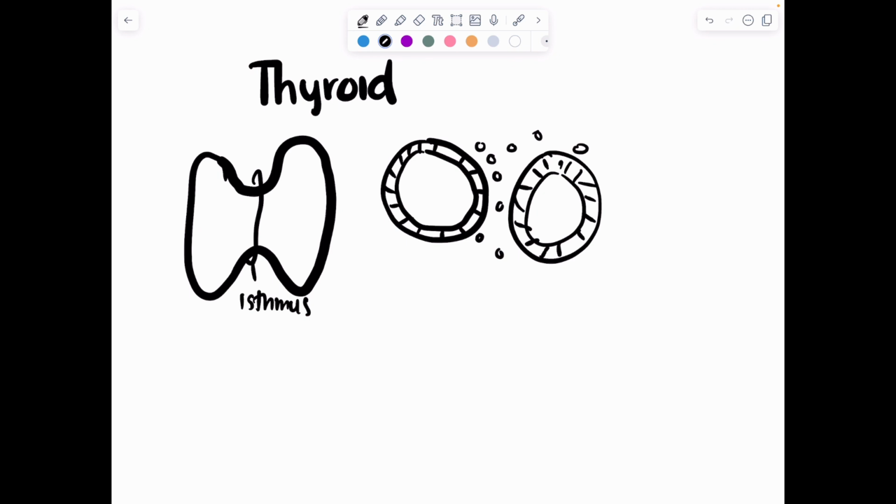So here's my follicle. The cells that surround my follicle are called follicular cells. My follicular cells are what create our thyroglobulin, which becomes our thyroxine. Thyroxine is typically called T3, T4. I'll explain in lab a little bit of the biochemistry of what T3 versus T4 means, but essentially one has one more iodine than the other.